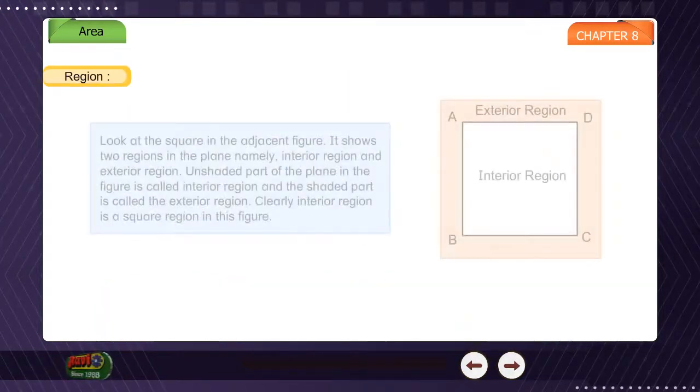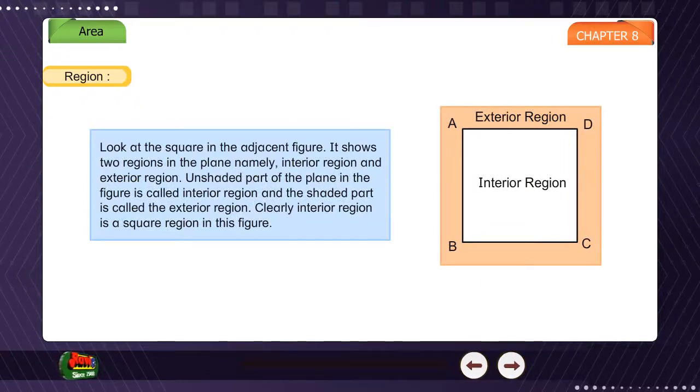Region. Look at the square in the adjacent figure. It shows two regions in the plane, namely the interior region and the exterior region. The unshaded part of the plane in the figure is called the interior region and the shaded part is called the exterior region. Clearly, the interior region is a square region in this figure.